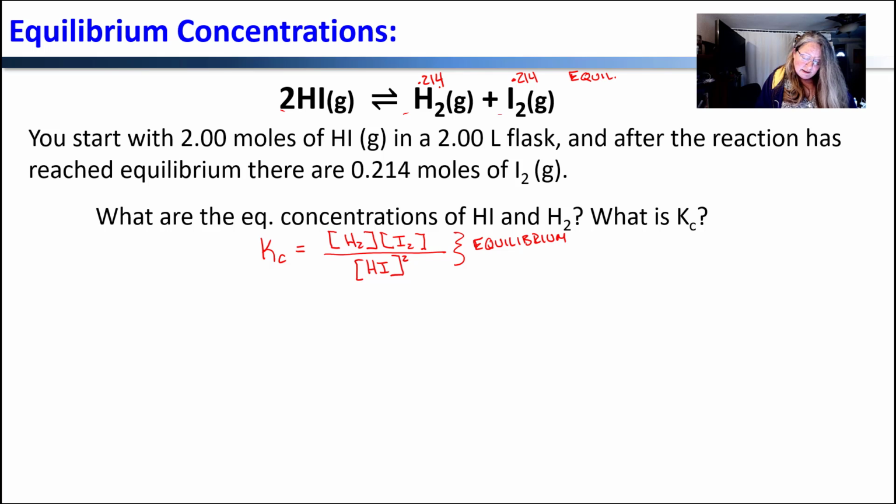I can do something here. I can figure out how many moles of the HI it took to get to the 0.214 moles of the H2 and I2. And I can use my stoichiometry to get there. So let's go ahead and take a look at that. I have 0.214 moles of I2 times, let's see, to get to moles that I've used of the HI, I have 1 mole I2 to 2 moles of HI.